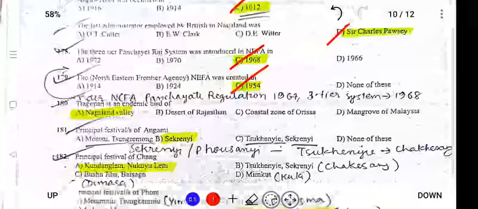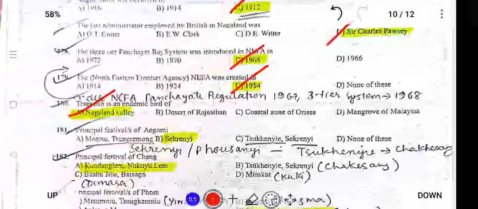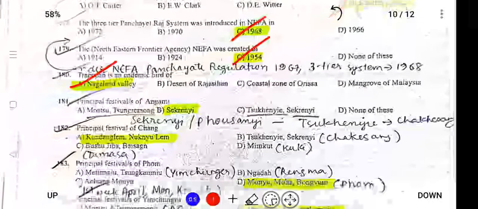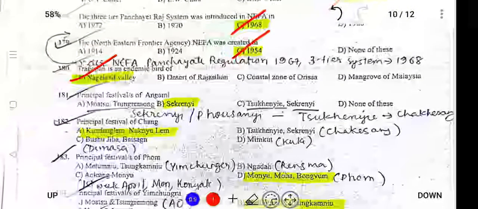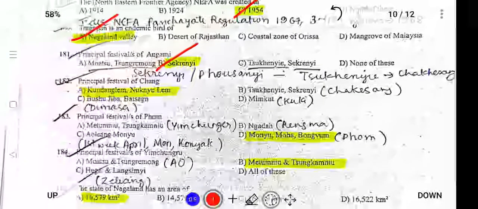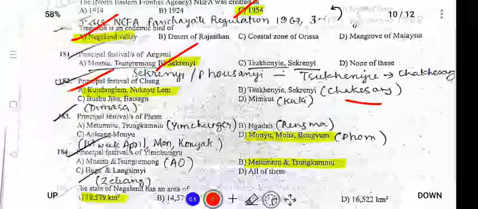Next, Tragopan is endemic to the Nagaland valley. Tragopan is also the state bird of Nagaland. The principal festival of Angami is Sekrenyi. Sekrenyi is for Chakhesang, and Mozo Chingamong is for House. The principal festival of Chang is Naknyulem and Kodanglam. Bushu Jiban Baisang is for Dimasa.